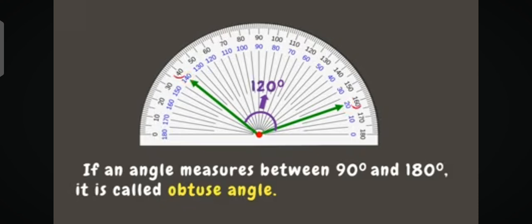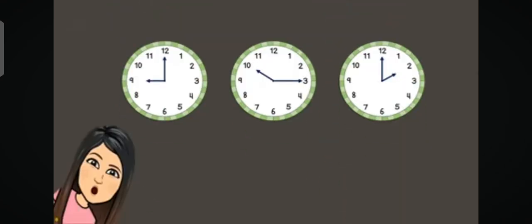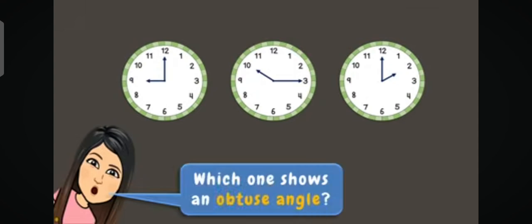We can also use the outer scale, which is 40 and 160. So that will be 160 minus 40, which is 120 degrees. Wonderful! Now here are some objects that show obtuse angles. Awesome! Now let's go back to our clocks. Which one here shows an obtuse angle? Yes, if your answer is the second one, then that is correct. A 10:15 clock shows an obtuse angle.